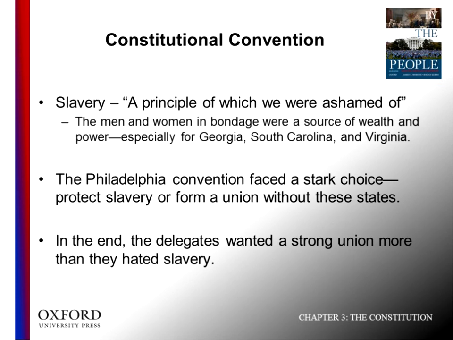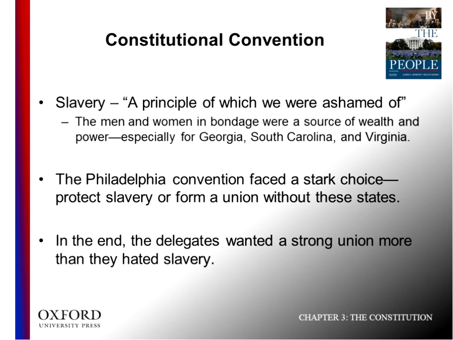Why didn't they ban slavery as the British did a couple decades later? Well, simple. The men and women in bondage were a source of great wealth and power. A good number of the delegates there derived their wealth, their elite status, from being slave owners. The last thing they wanted to do was give up money. The last thing they wanted to do was give up their wealth. Their wealth gave them power. Their power allowed them to have wealth. For them, slavery was an intricate part of who they were, of their identity.